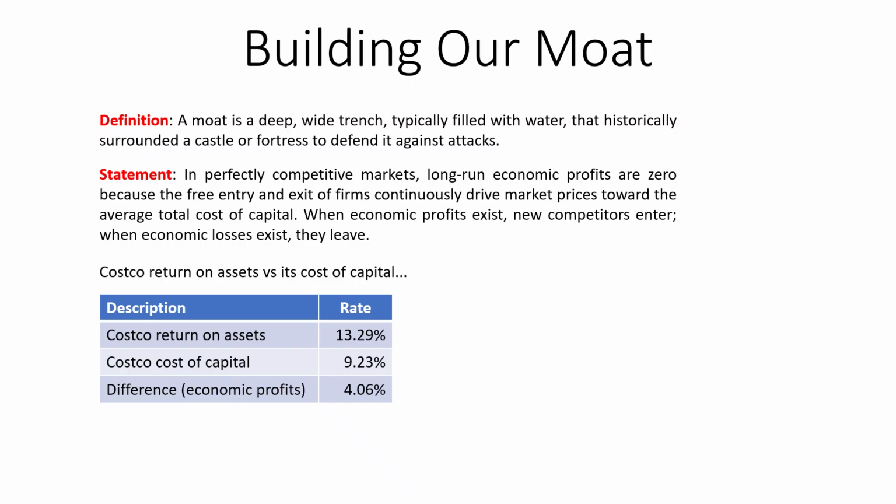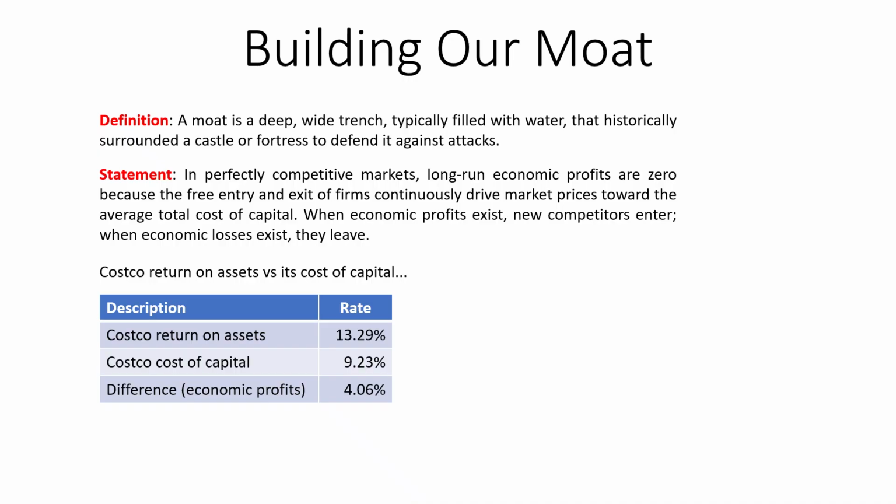We can also make the following statement, which is also something I learned in the first semester of grad school that stuck with me forever and is very true. In perfectly competitive markets, long run economic profits are zero, because free entry and exit of firms continually drive market prices toward the average total cost of capital. What does that mean? Well, let's take a look at Costco. We determined that the Costco return on assets was 13.29%, but its cost of capital is 9.23%.